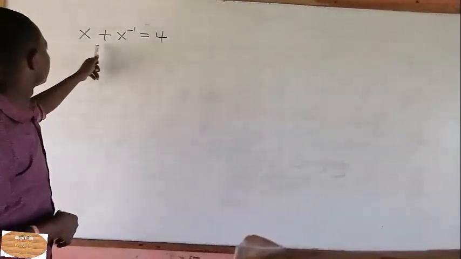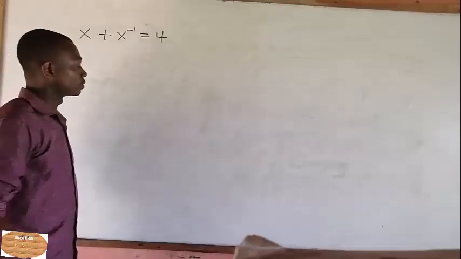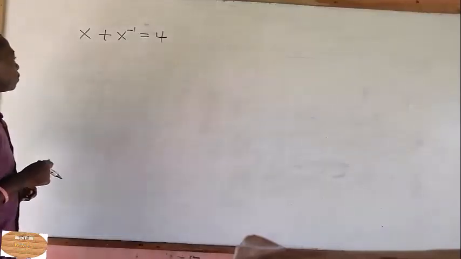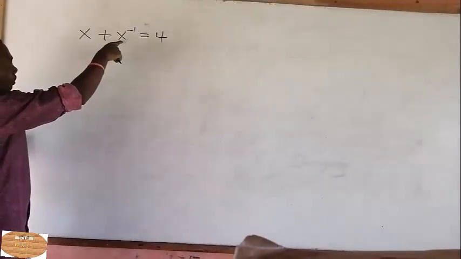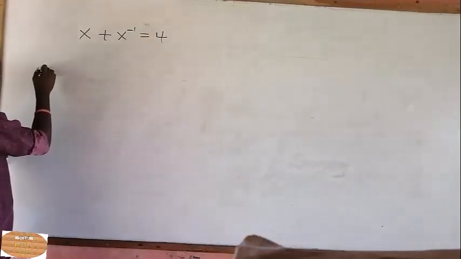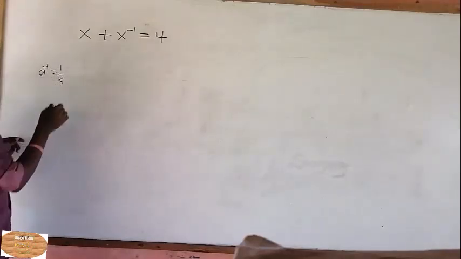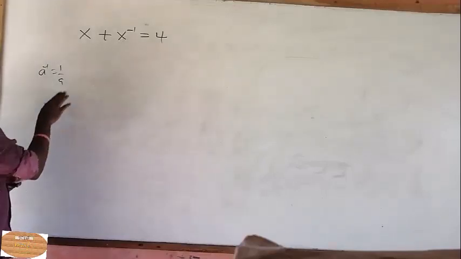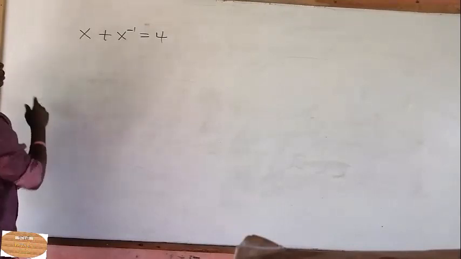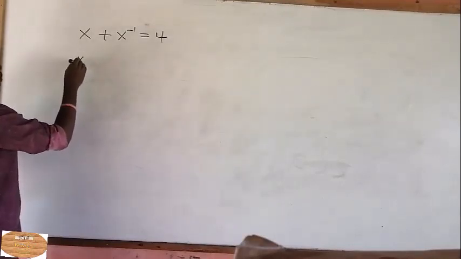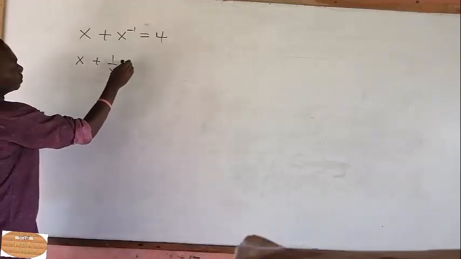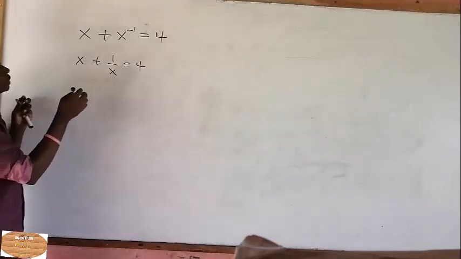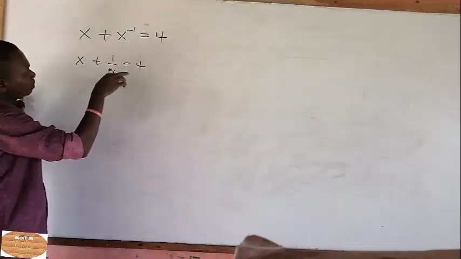Alright, we have x plus x to the power minus 1 equals 4, and we are going to solve this. Now before that, in case you are given a to the power minus 1, it is the same as 1 over a. So we are going to change this one to 1 over x. Alright, so let's move on. We have x plus 1 over x equals 4.